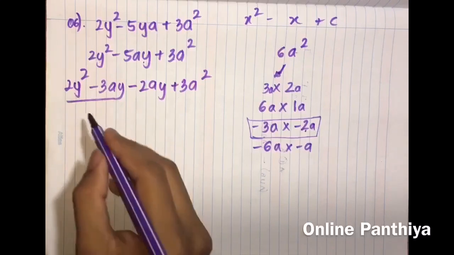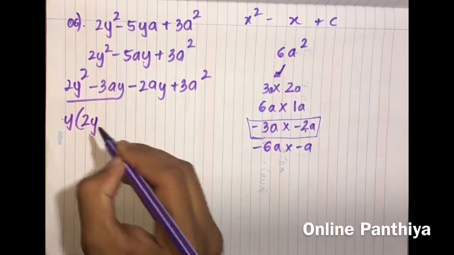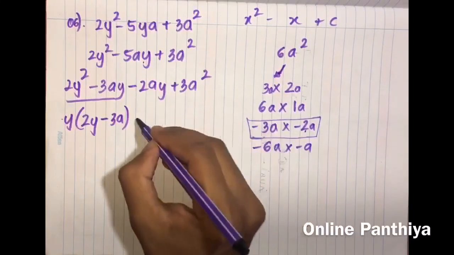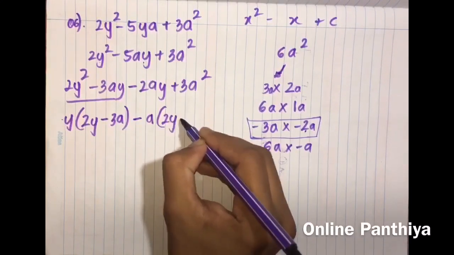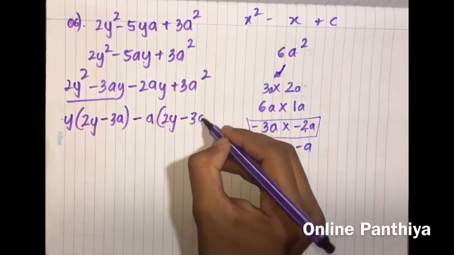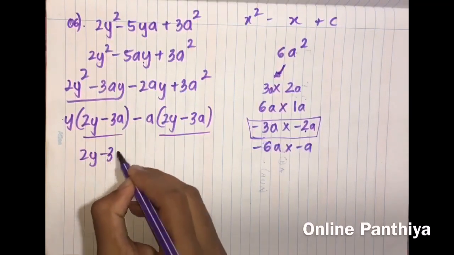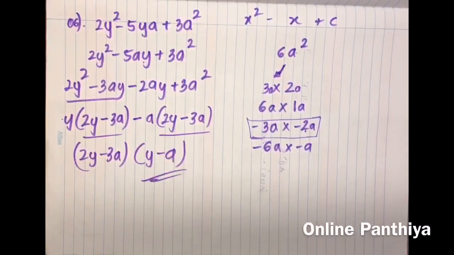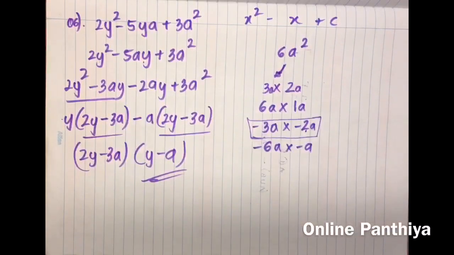Now consider these two terms, what is common? Y is common, therefore 2y minus 3a, and here what is common? Minus a is common, therefore 2y minus 3a. Now can you see that this is common? Yes, take it out. So once you take it out, you have this left. That's all. Solve more examples and then you will be okay with this part.